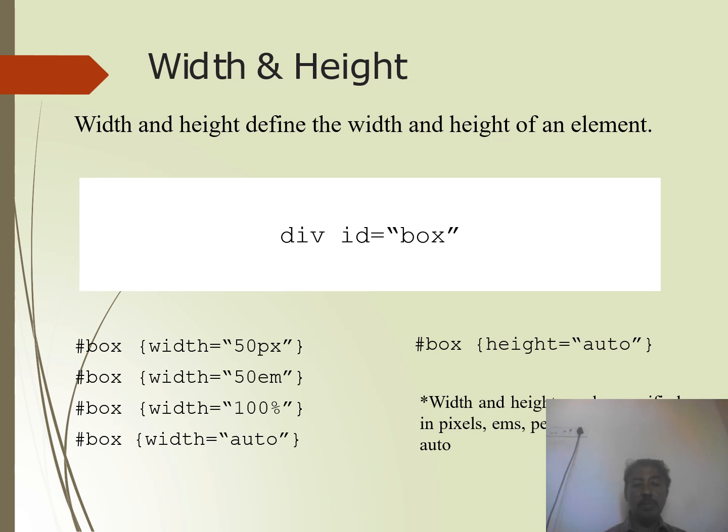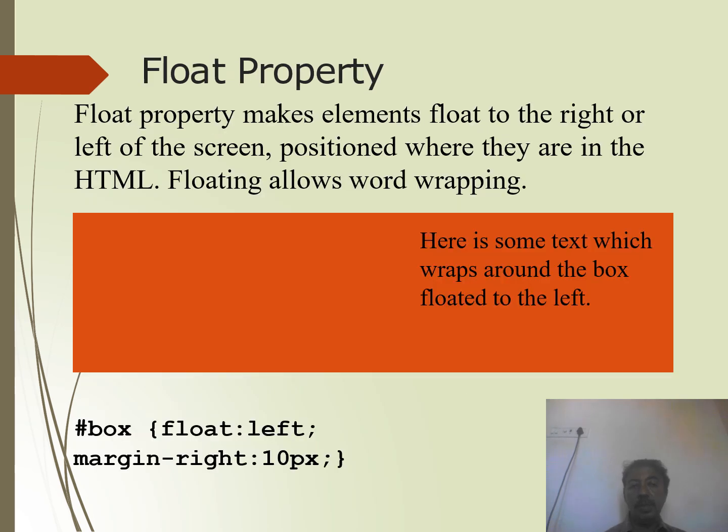In this box, width is 50px. Then what height are we using? Okay, height equal to, in this diagram we put auto. Auto means the default case, whatever is saved. Then float: actually, what is that float property?